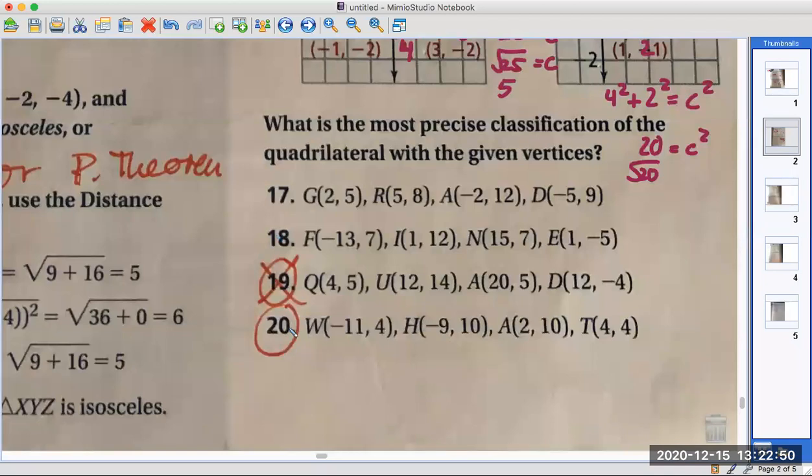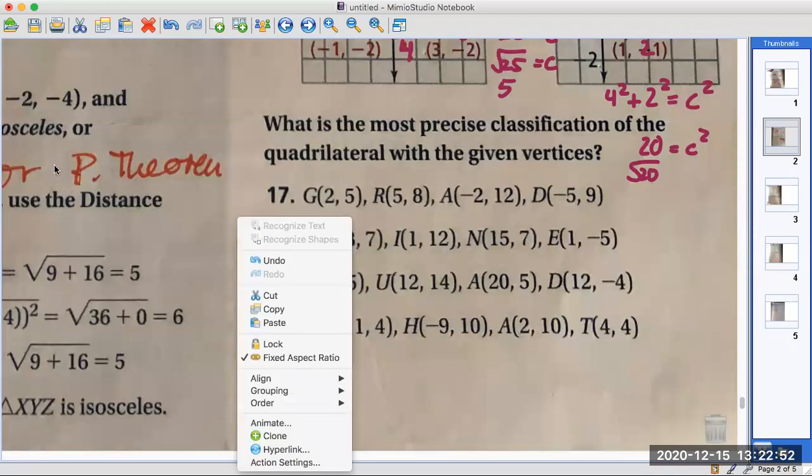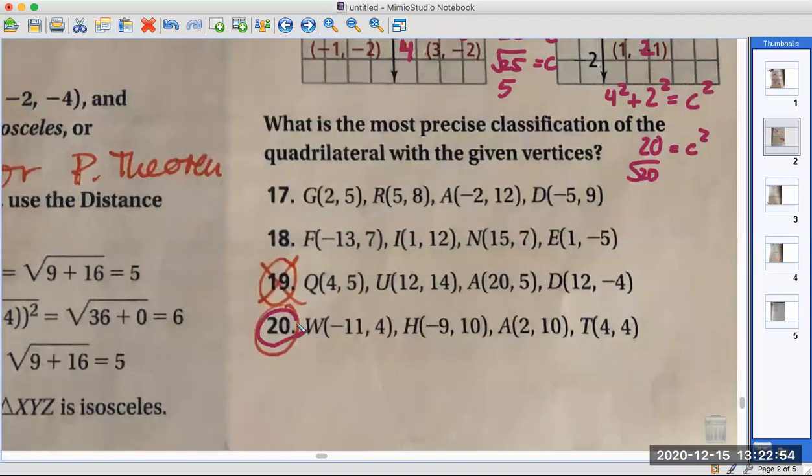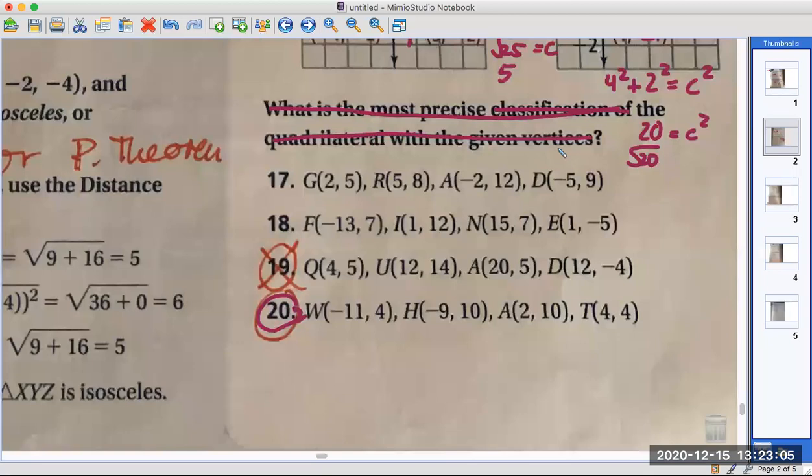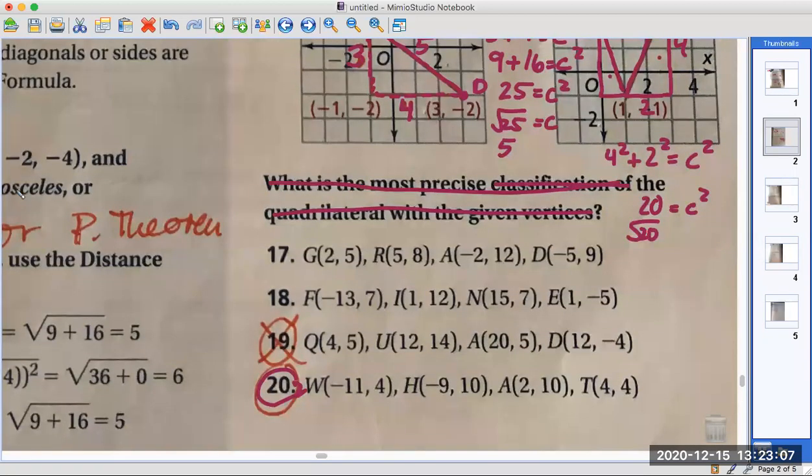And then I gave you graph paper, remember in class? I'm gonna have you try number 20. We're not gonna do the classification. You can if you want. But, well, I guess that's what I had in mind. Sorry about that. Yes, you do need the classification, which means name it.